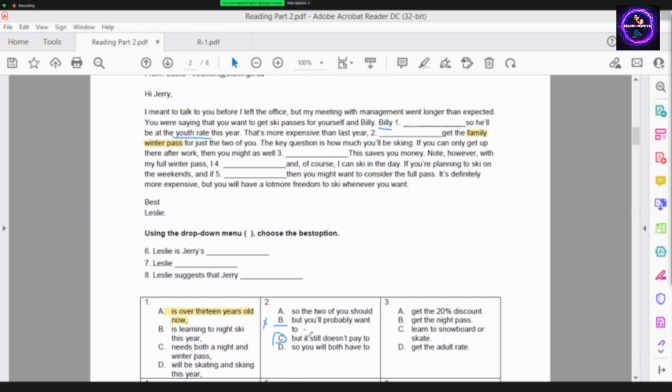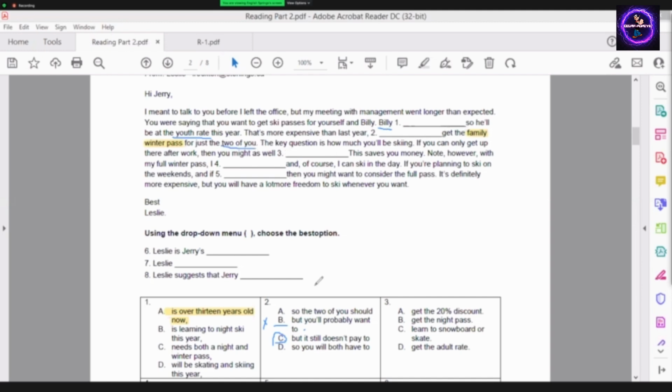We need to go and check. I think we have to go and check the table to see if the family pass is cheaper than getting them separately, like adult plus youth or something like that. Correct. Okay.